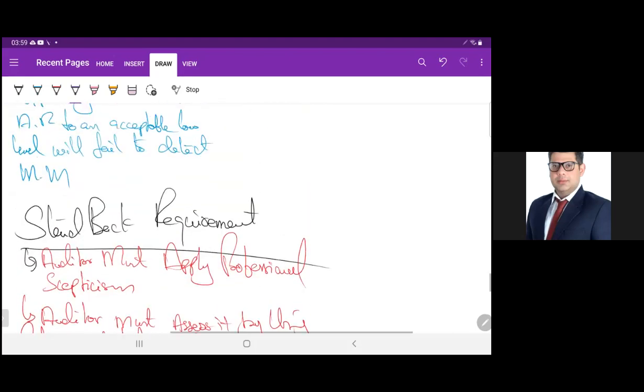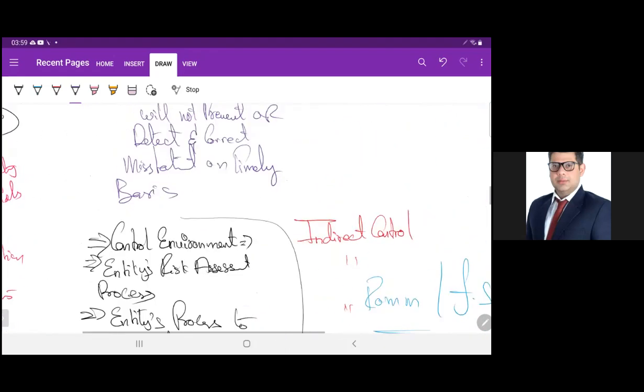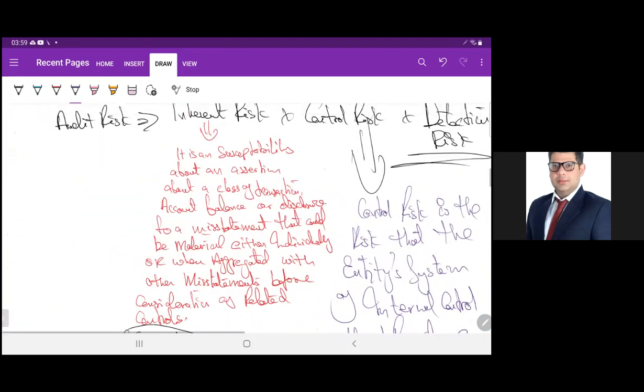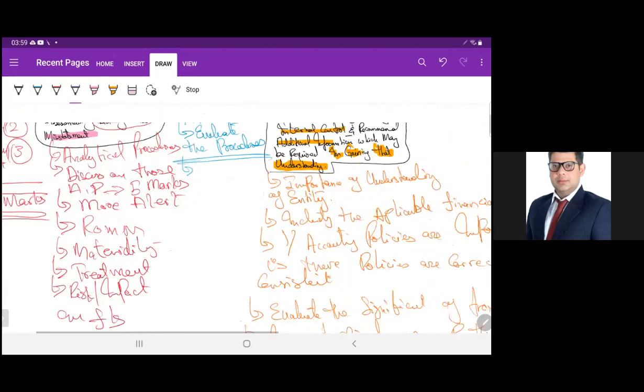I hope you got the lesson, these differences and audit risk and their requirements really well.